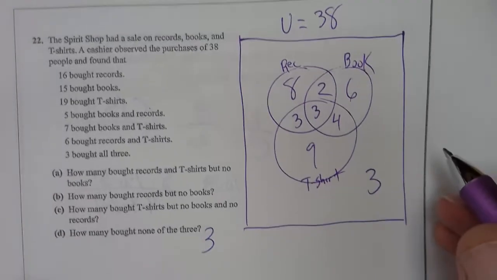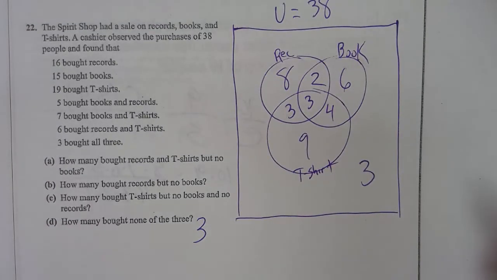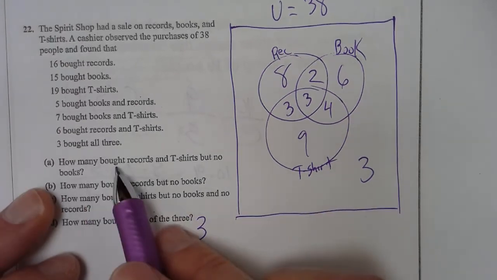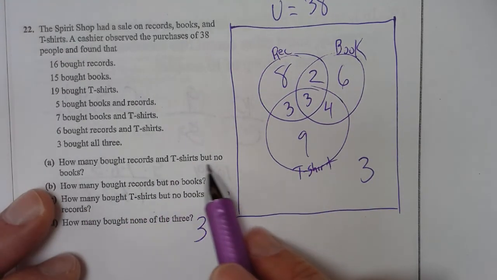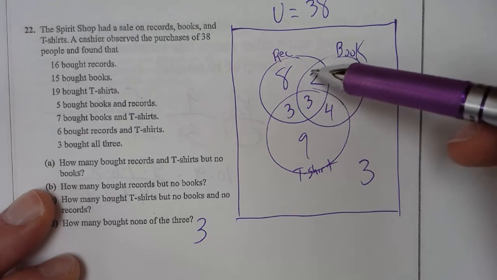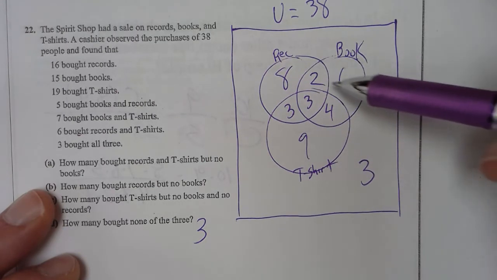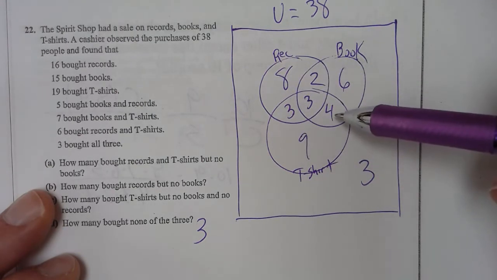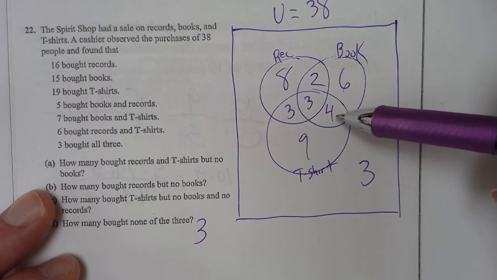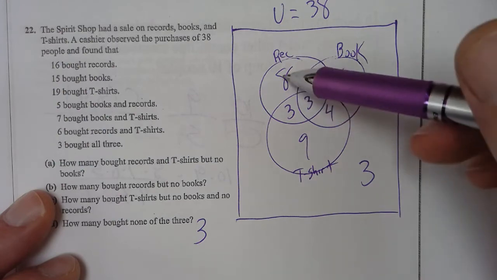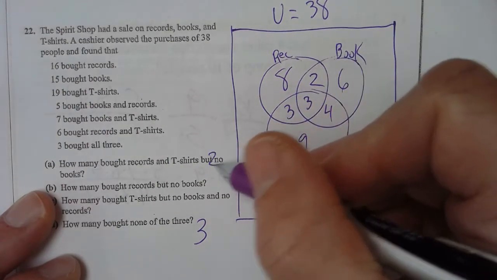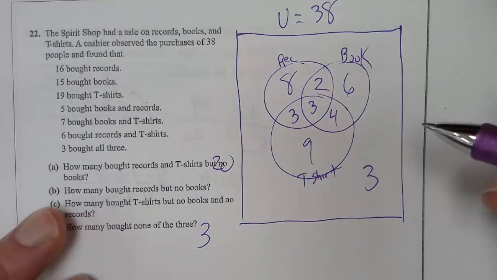And then the other answers are: how many bought records and t-shirts but no books. Records and t-shirts but no books would be all of these added together, right? So that should be 20. Oh no, records and t-shirts but no books. Yeah, 8 and 3 and 9. That makes 20. My bad. So you're adding that plus that plus that.